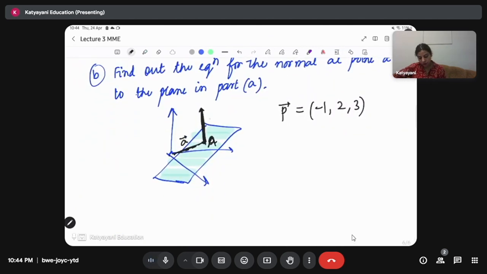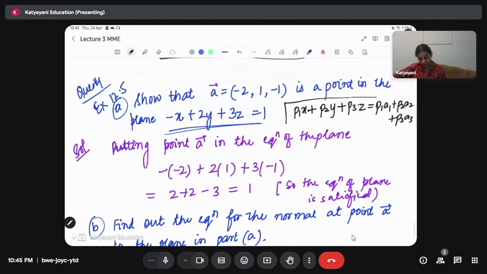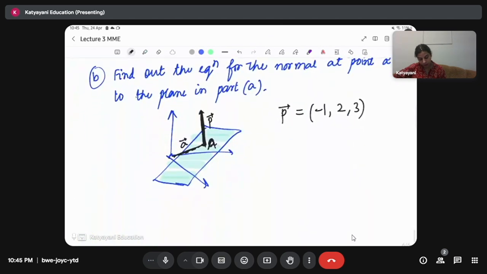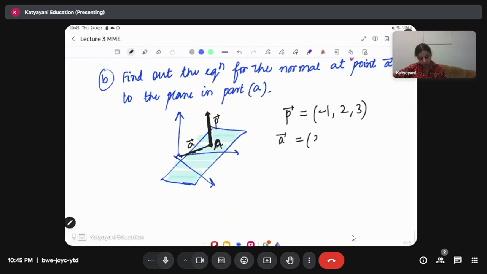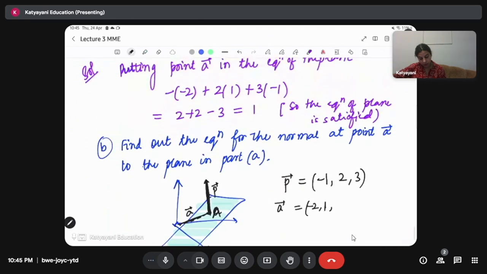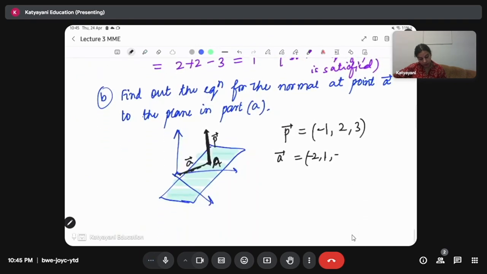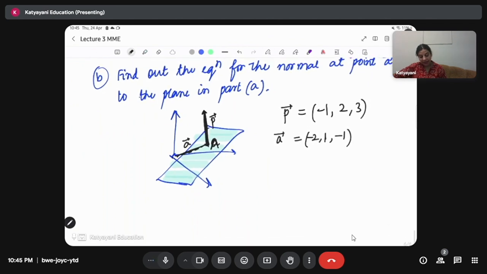So now you know that the direction of the vector in which you have to go is -1, 2 and 3. The point A given in the question is -2, 1 and -1. So you have to find the equation of a line that passes through point A in the direction of vector P. That is what we have to do: find the equation of the normal at point A. We know the normal vector is P, and we need the equation of the line passing through point A in the direction of the normal P.